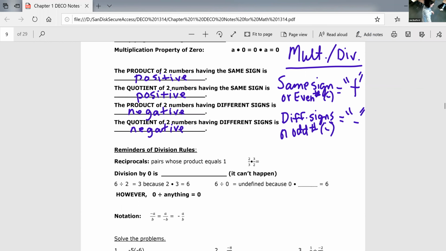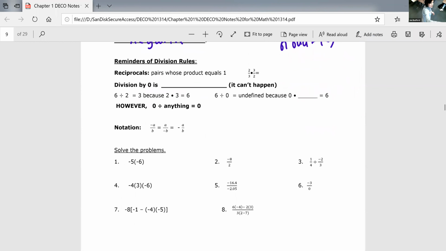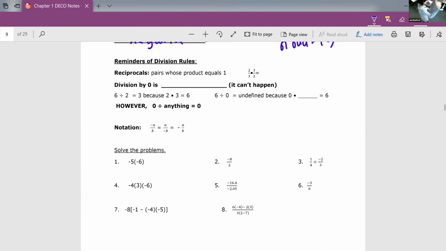Now, reminders of division rules. We've already done leave, change, flip when we're working with fractions. So we know about reciprocals. That's what happens when I flip it. And one thing you might have forgotten, if I take a number and I multiply it times its reciprocal, what will that equal? 1 every single time, because it's going to give you the same number on top and bottom if you multiply straight across.